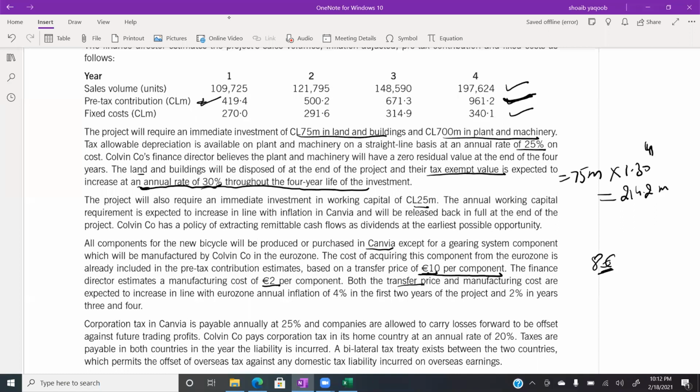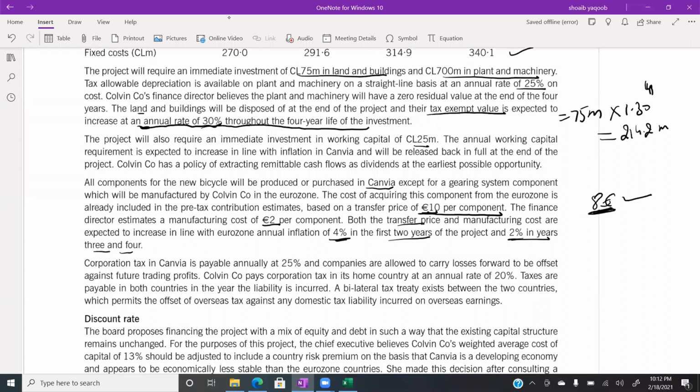Both the transfer price and the manufacturing costs are expected to increase in line with the Eurozone annual inflation rate of 4% in the first 2 years and 2% in years 3 and 4. So you will increase this contribution. This is a contribution earned by the parent company. There will be no impact on the subsidiary. This is the contribution earned by the parent company. And this contribution will increase every year with 4% for the first 2 years. Then it will increase by 2% for the next 2 years.